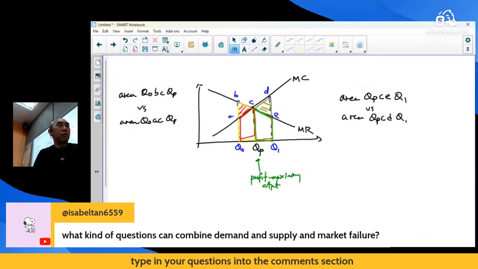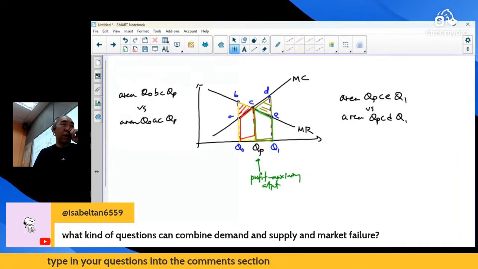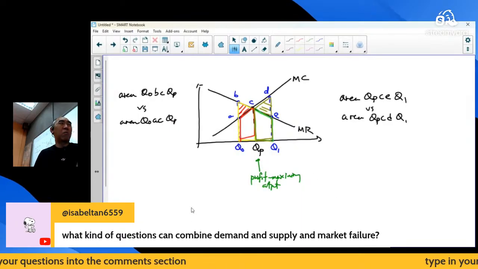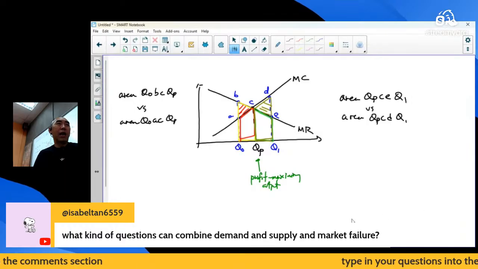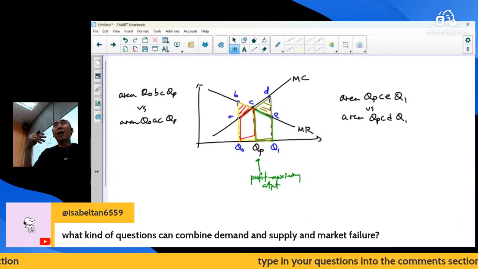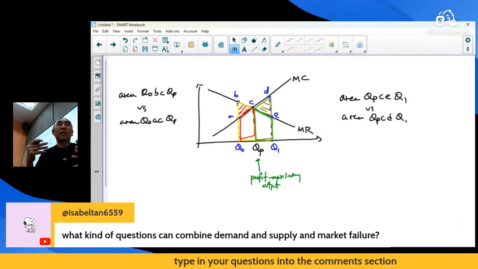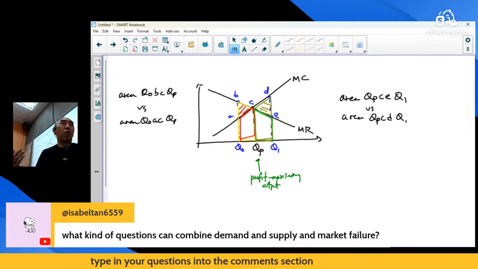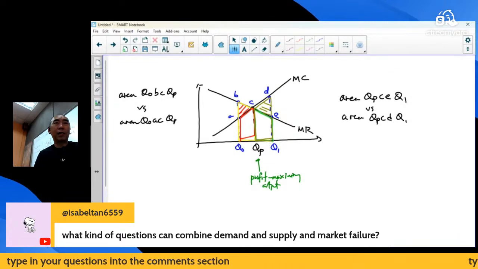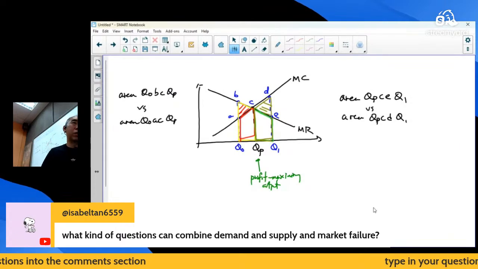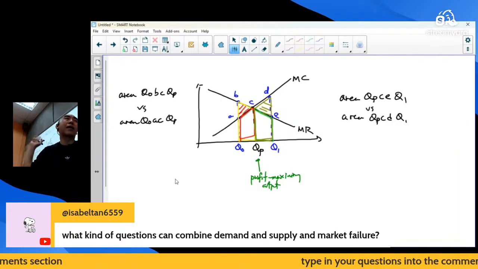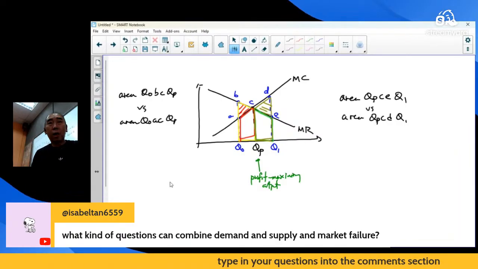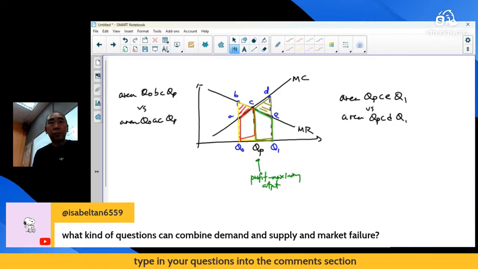Now, going back to Isabel's question, what kind of question can combine demand and supply and market failure? I really haven't seen at A level a question that does that before, so I really cannot predict exactly how they will do. It's kind of weird to merge the two topics together. So the closest I can imagine is this.